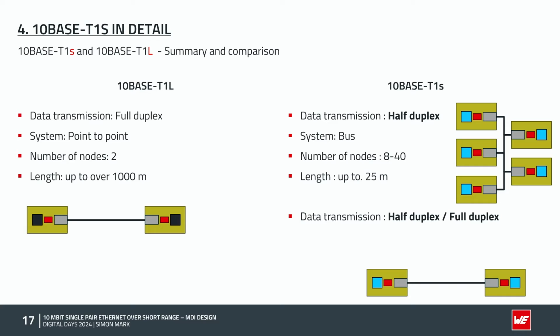You can also use it point-to-point and then switch to full duplex, or use it only in half duplex. Then you have only two nodes, but the length can be only 15 meters for point-to-point. So you see the difference. If you want to use it point-to-point, then the best way is to use 10BASE-T1L, because you can extend it up to 1000 meters. If you use the standard with the S for short range, you can use a bus structure with lots of nodes, but then you can only use 25 meters.